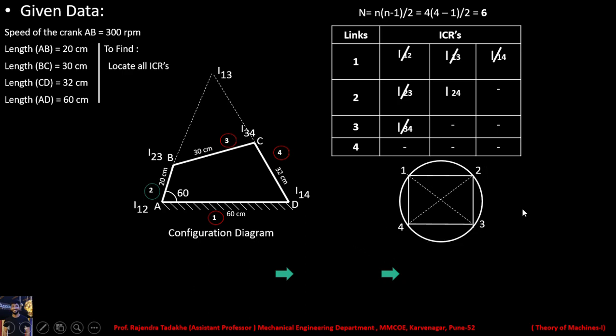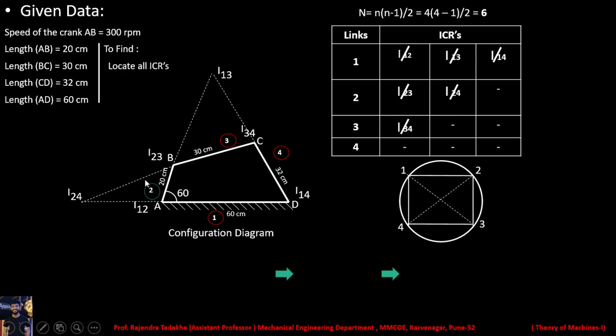Likewise, through 1, 4 and 1, 2 draw one line. Then from 2, 3 and 3, 4 draw one line. Then the intersection of both will give you the instantaneous center I24. So we have located I24. Strike it out from the table. If you look at the table, we have located all the instantaneous centers.